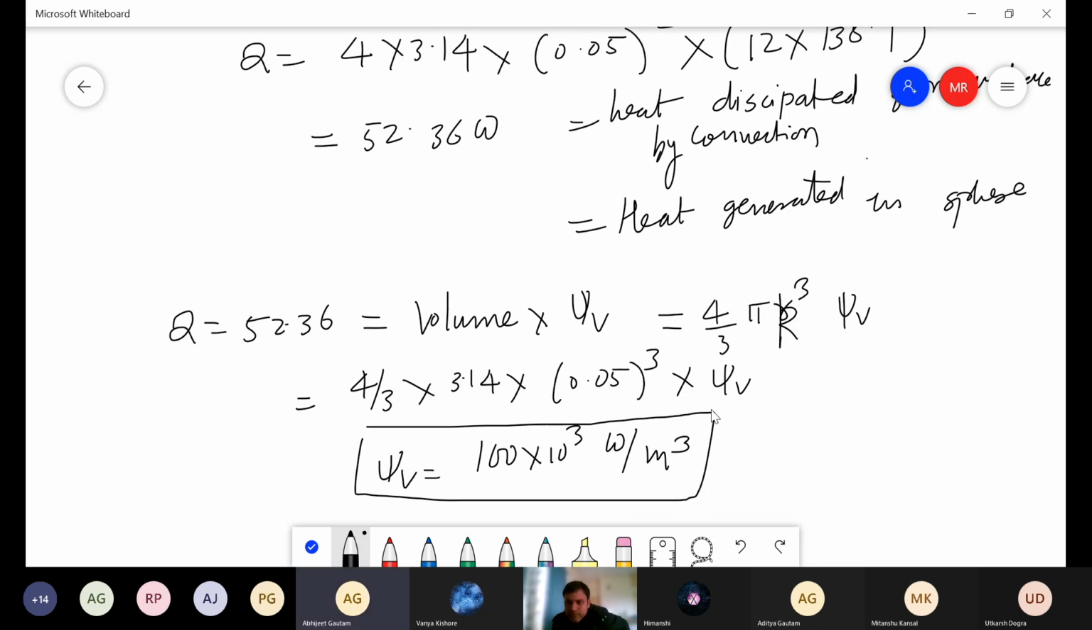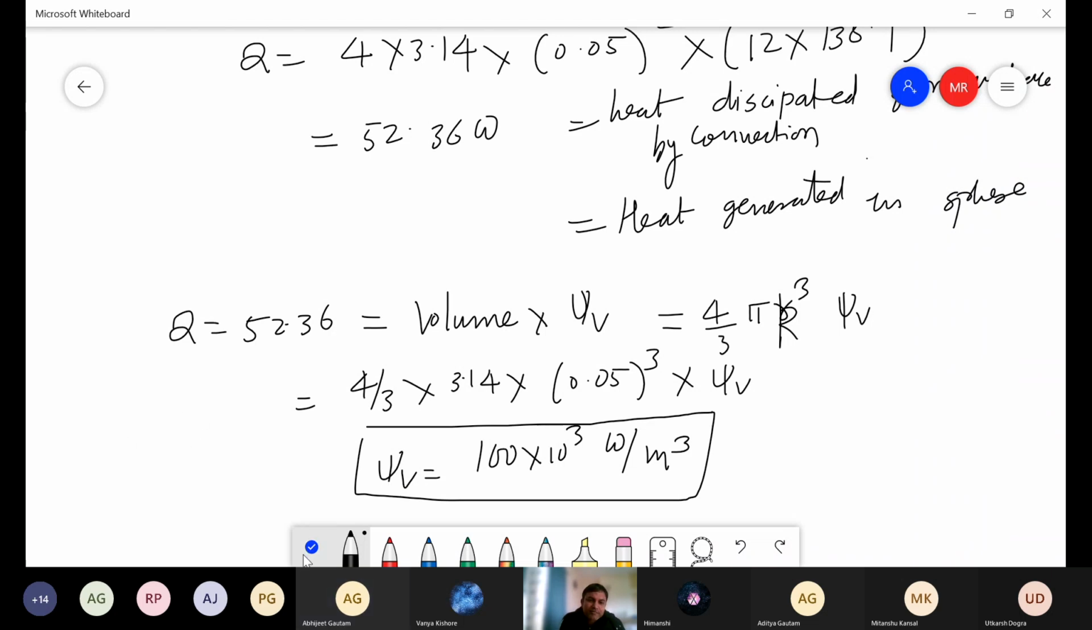Why are we defining it as volumetric rate of heat generation? We are defining this as a volumetric rate of heat generation because we are assuming that the rate of heat generation is uniform throughout the volume. That's why it is defined in terms of volume. Okay. Do you agree?